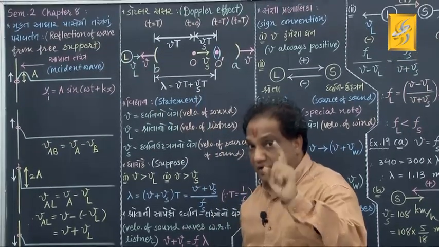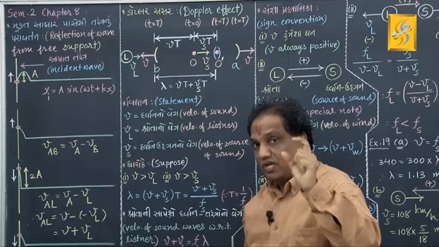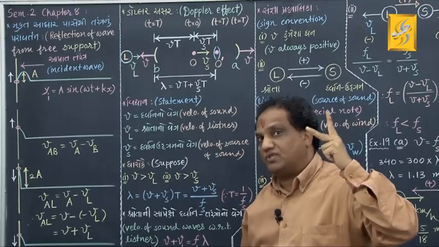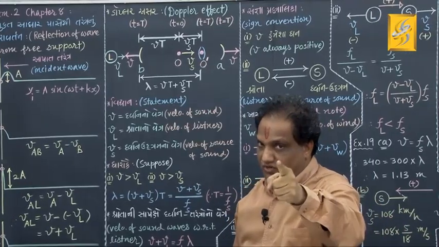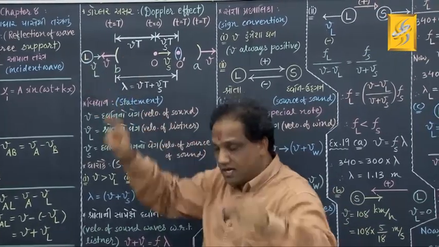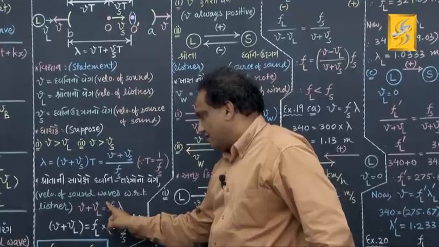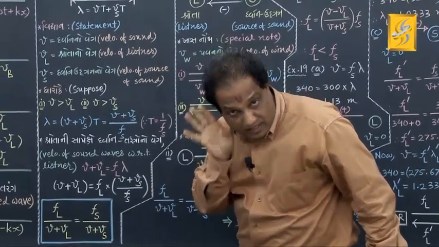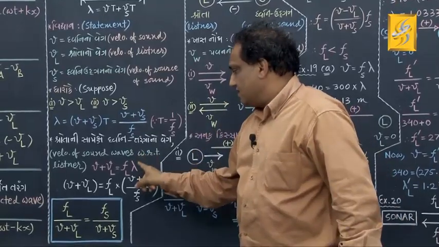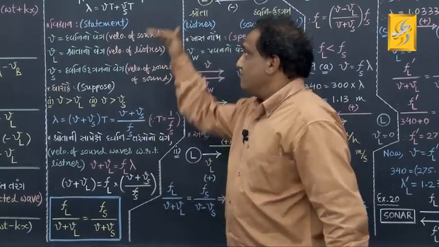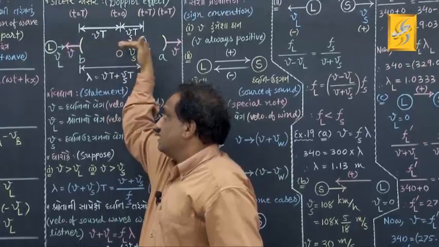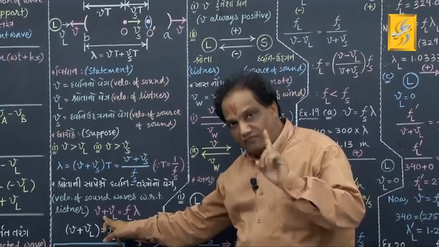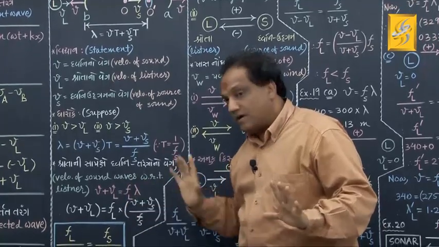So the listener will hear that sound, and he will experience some particular frequency of sound waves. And that frequency of sound waves as heard by this listener, I am showing by symbol FL. Correct? FL means frequency of sound heard by the listener. And this is the wavelength of those sound waves which are approaching towards this listener. Correct? And don't you know, velocity of propagation of wave is equal to frequency multiplied by wavelength.